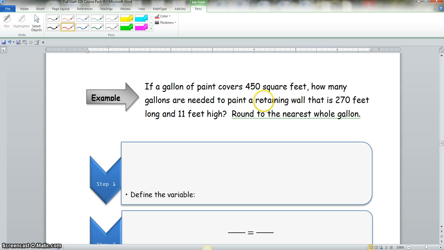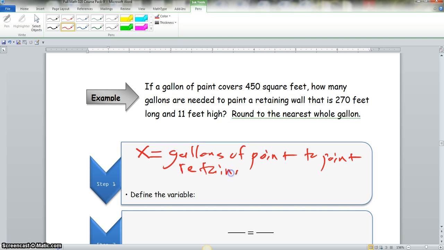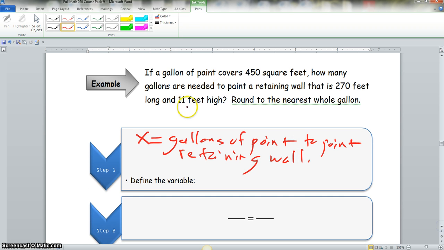Okay, now we want to paint a retaining wall, so we need to know how many gallons we need. X is equal to gallons of paint to paint the retaining wall. Okay, so now, first thing we need to do is set up our proportion.